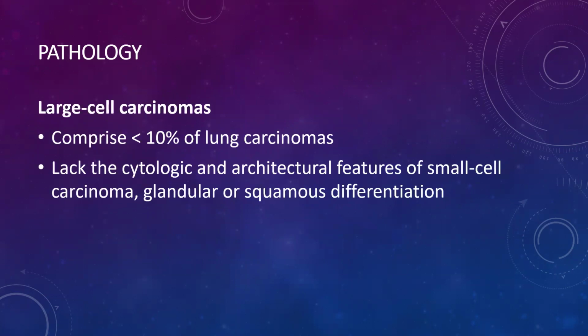And lastly, we have your large cell carcinomas, which comprise only less than 10% of your lung CA. So this is actually a wastebasket diagnosis. Meaning if the histopath shows lack of any cytologic or architectural features that demonstrate it to be small cell or glandular or squamous, then this is placed in large cell carcinoma. Okay? So this is a diagnosis of exclusion.